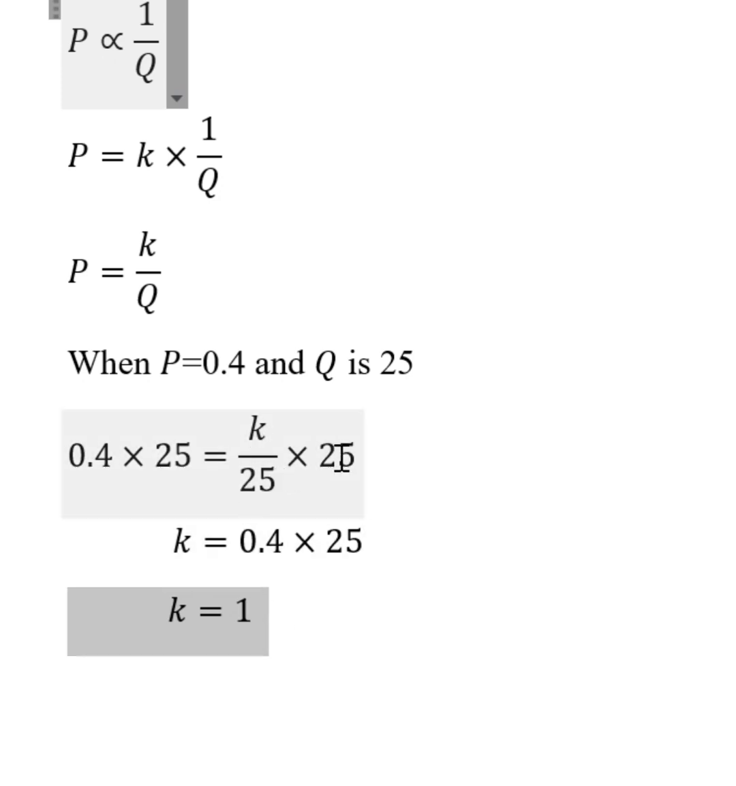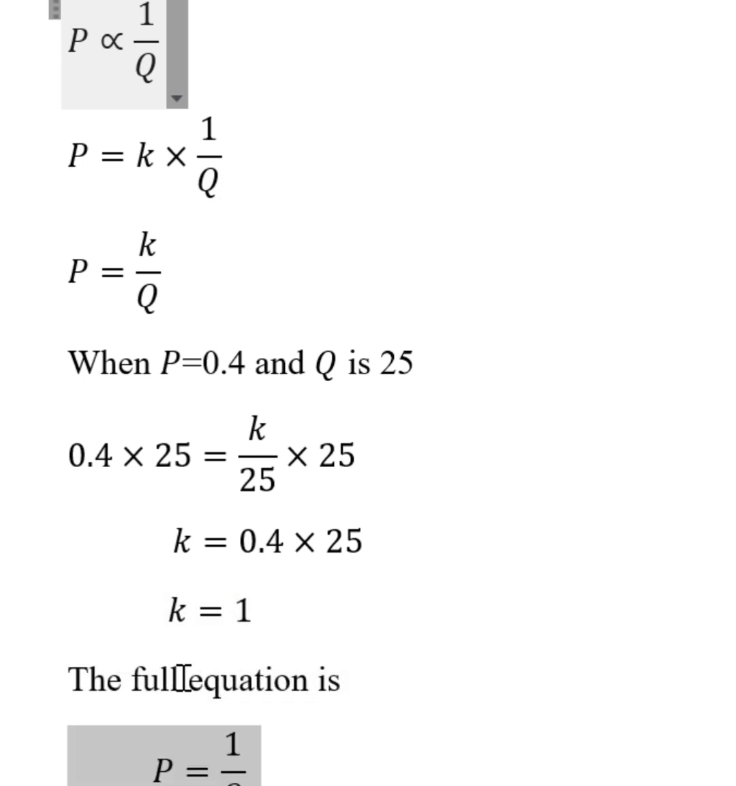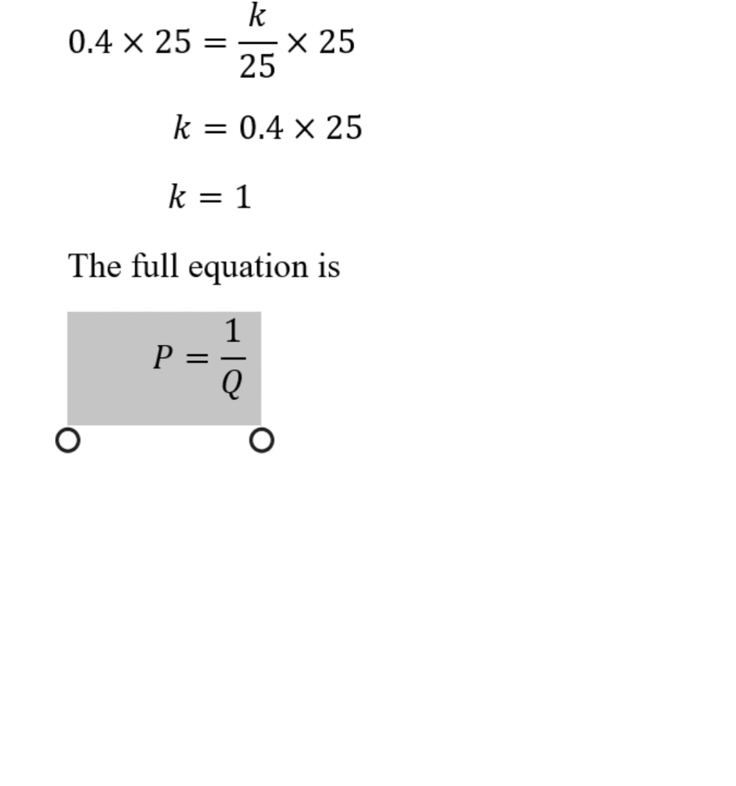I've cancelled this and this. So we remain with k being equal to this, and when you simplify it, you get 1. So that means we can write the complete equation by replacing k with 1, because that's the value of k we have found. So that will be p is equal to 1 over q. That is the equation connecting p and q. Sometimes some questions may ask you to find the equation or the relation connecting p and q. So that is the equation we have talked about.